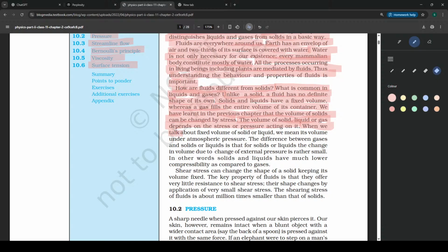When we talk about the fixed volume of a solid or liquid, we mean its volume under atmospheric pressure only. Under atmospheric pressure, solids and liquids have a fixed volume. If we increase or decrease the pressure, they may change in volume. The difference between gases and solids or liquids is that for solids or liquids, the change in volume due to a change of external pressure is rather small.